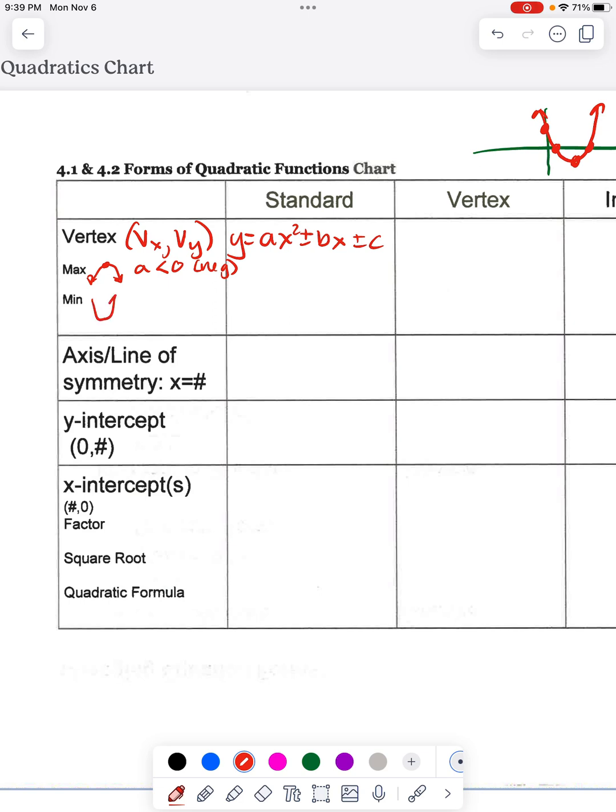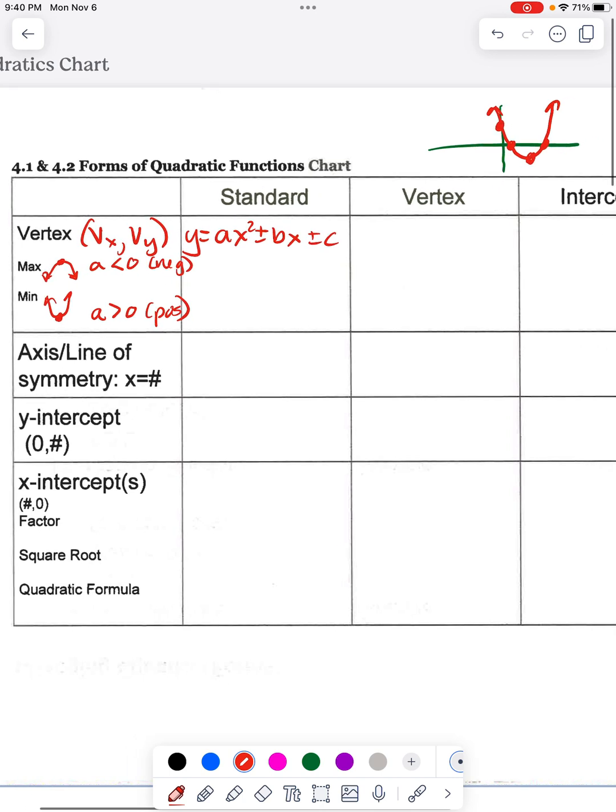When your parabola opens upward, then the vertex is going to be at the bottom, making it a minimum, and that happens when your a is positive. Just by looking at the a value, you can decide if it's going to open up or down, and once you know that, you can determine if your vertex is a max or min. That is true for all three forms.